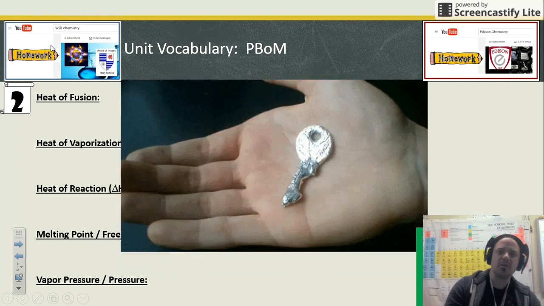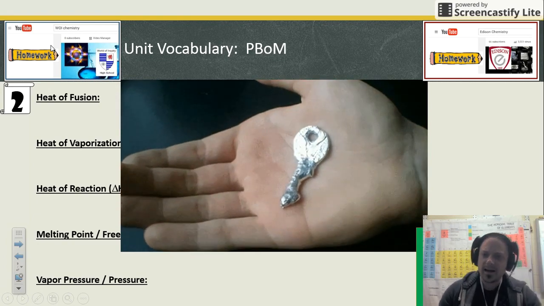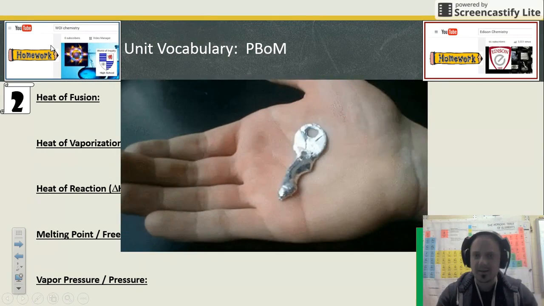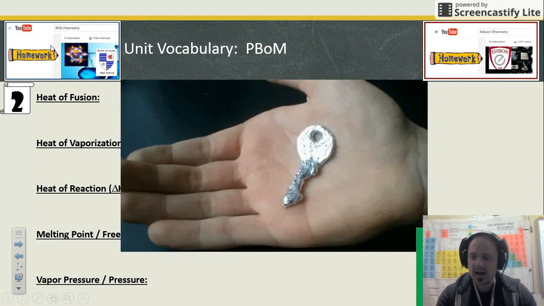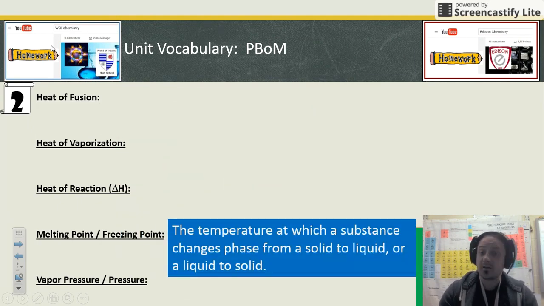Now, the melting and freezing point of substances, well, that is the same temperature. And this is a picture of some gallium melting at about body temperature, 85, 86 degrees, in the hand. Melting points are the temperature at which substances change from solid to liquid or from liquid to solid. They're the same temperature. Water both freezes and melts at 0 degrees.